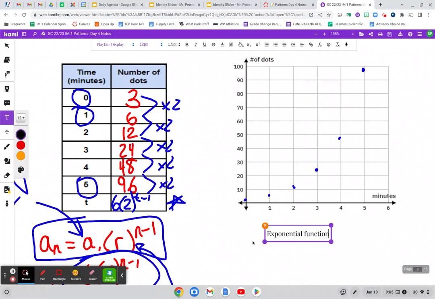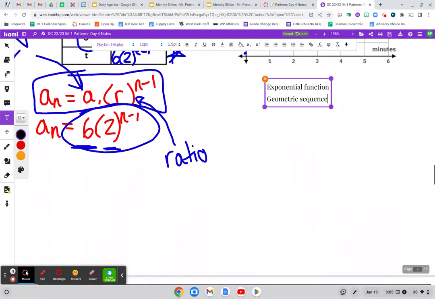And we're going to talk a lot about that in the next unit, functions. So for right now, you could call this an exponential function if you want to get fancy on your test. But this is also just known as a geometric sequence. And geometric sequences do not make lines. They make curves. It's kind of curvy, right? So that's an increasing exponential function for a geometric sequence.